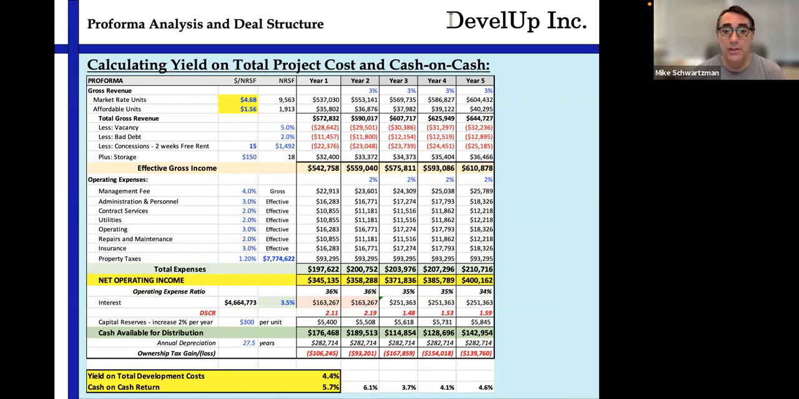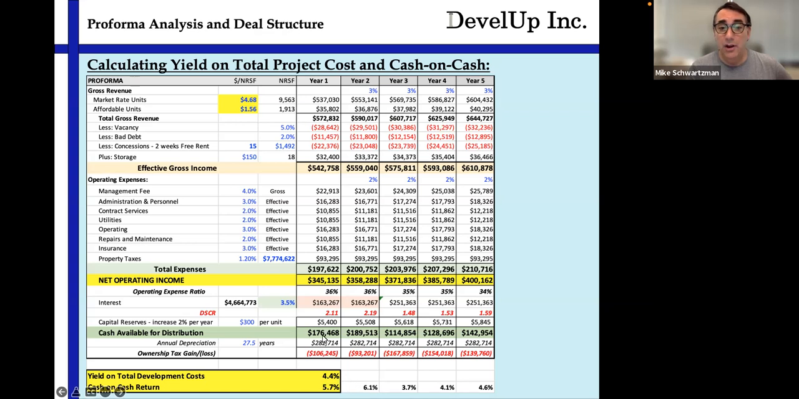Now, when we look at these numbers, we can then say to ourselves, what is our yield on total development costs and what is our cash on cash return? So basically, we are making NOI, net operating income, of $345,000. And if you remember, we said that the going in yield, you've been able to establish what a cap rate is on this structure, is that we're making 345, and we know the building was almost 7.8. So if we divide 345 by 7.8, we get a 4.4% yield on total development costs.